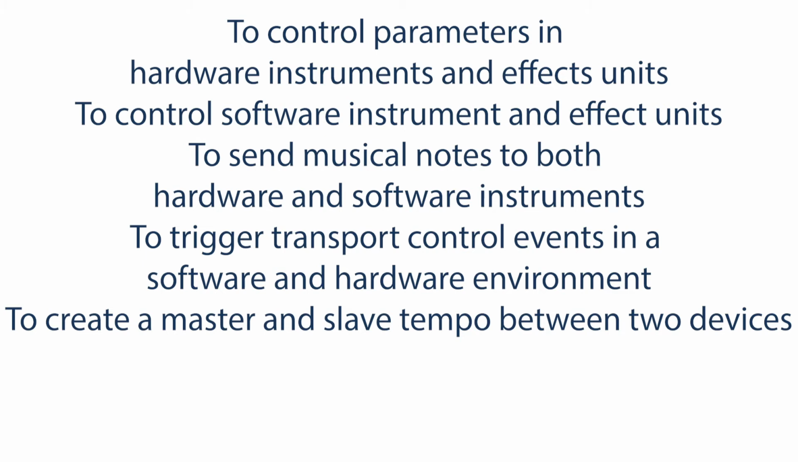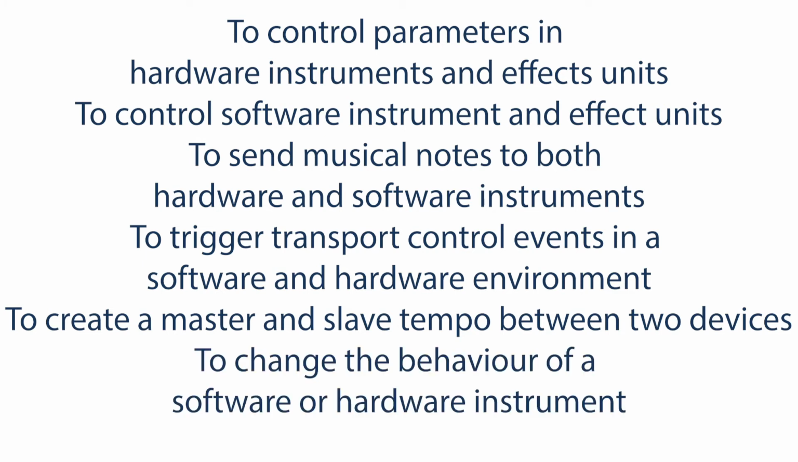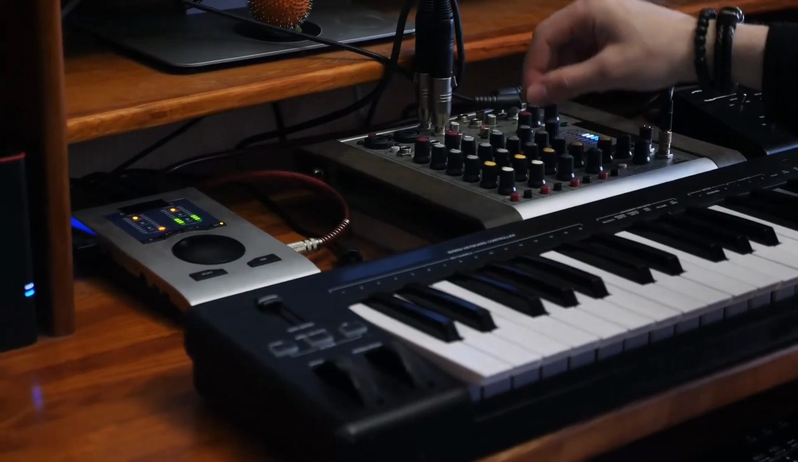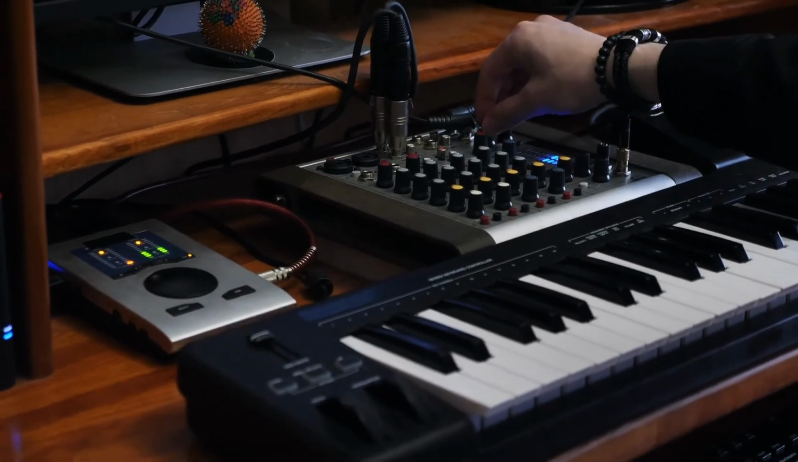To create a master and slave tempo between two devices. To change behavior of a software or hardware instrument. And last but not least, to trigger an on and off event such as to switch a video on and off in VJing software. Now that we've gone over why, let's move over to the next section of this video.